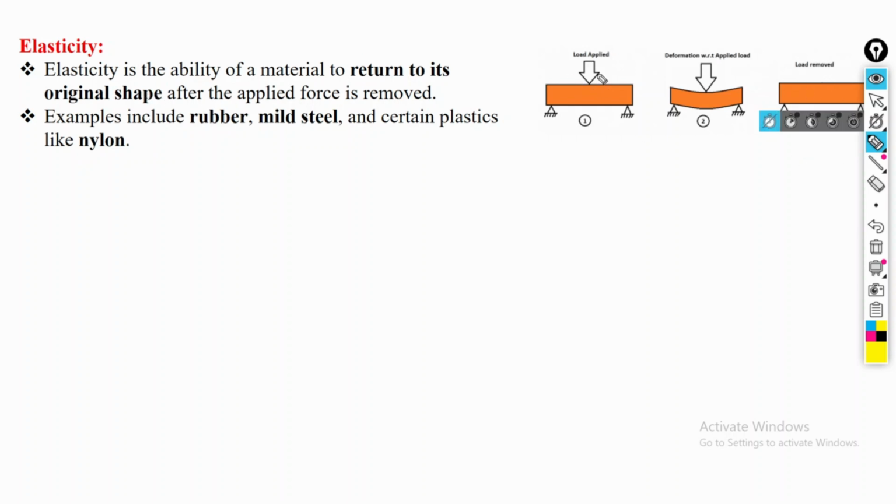So here it returns to its original shape. After the applied force is removed, it returns to its original shape. This ability of the solid material is called elasticity. Examples include rubber. If we apply the external force on this rubber and then remove that force, the rubber will come back to its original position. So the rubber is more elastic. Similarly, mild steel is also more elastic, that is, steel which does not contain much carbon.